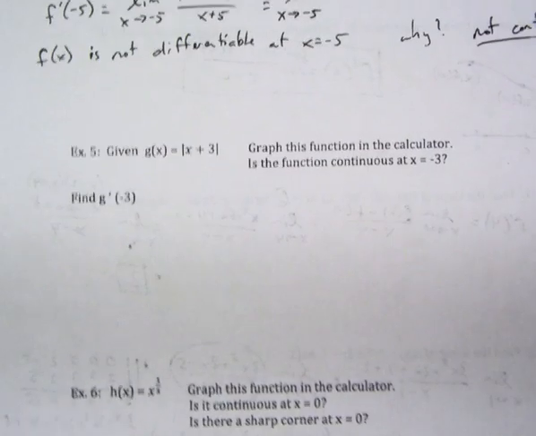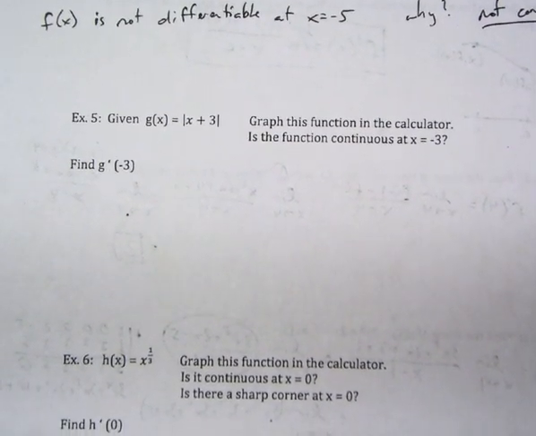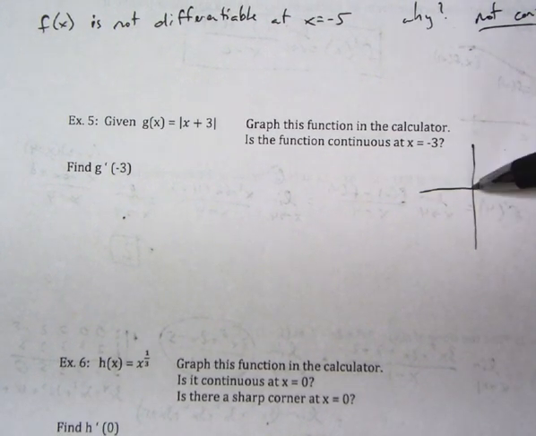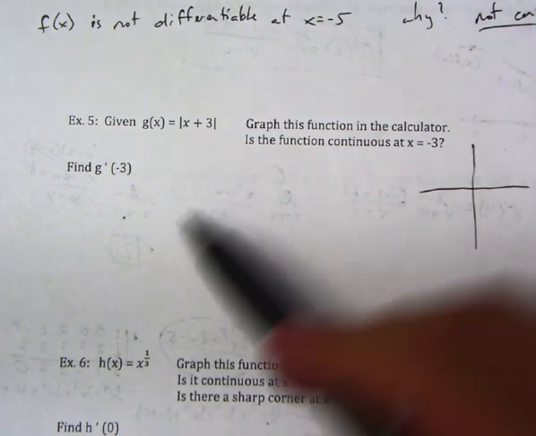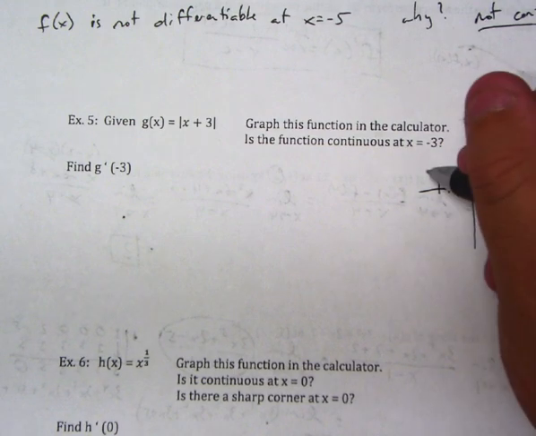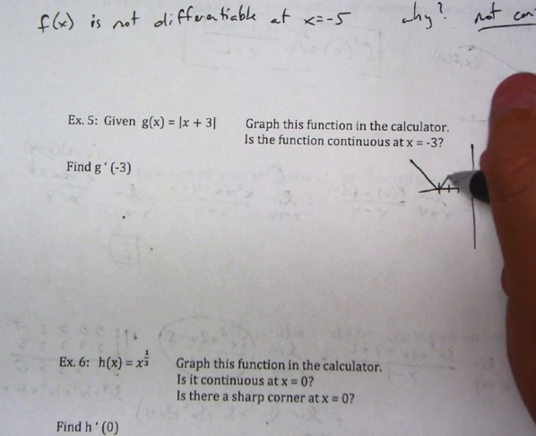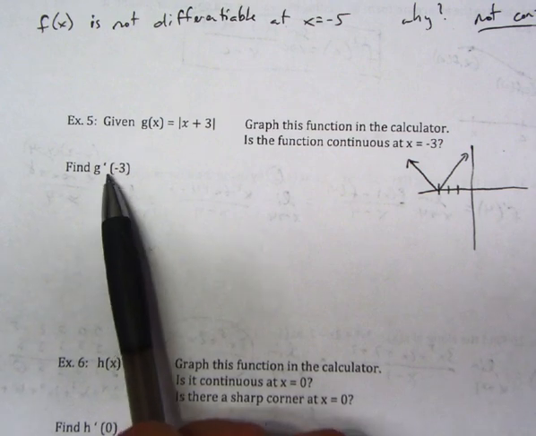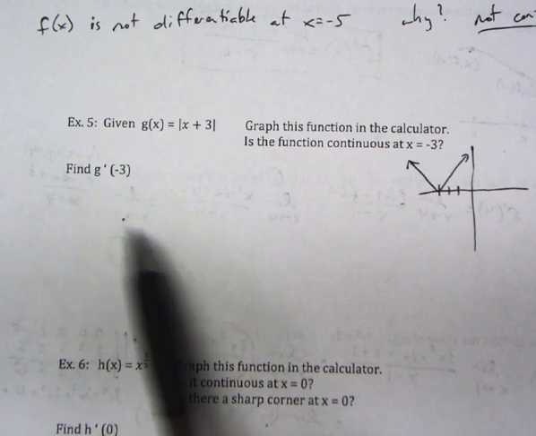Okay. The next situation. All right, so now I have the absolute value of x plus 3. It says graph it, but we should have an idea what this graph looks like. The regular absolute value of x function is that v shape, when you have that v, and then this is just shifting it left 3 units. So we're going to have this. So that's the graph of g of x. Now what I want to find is g prime of -3. I want to find the slope of the tangent line right here.